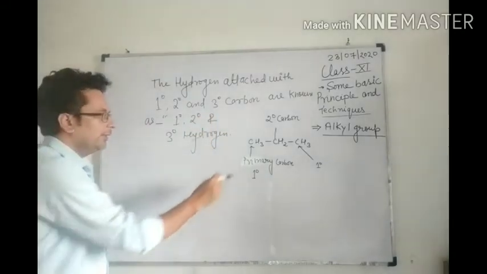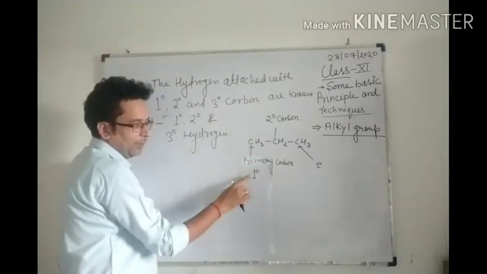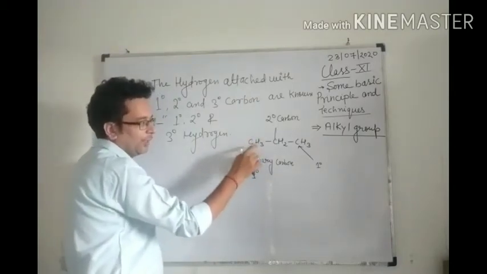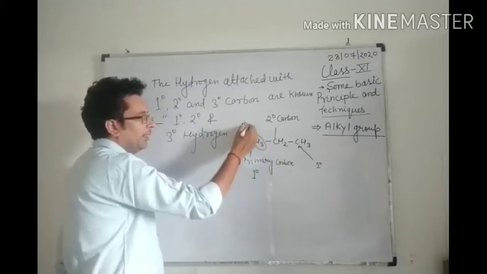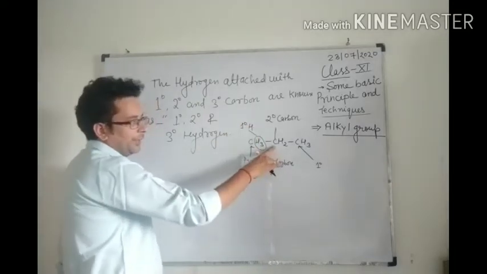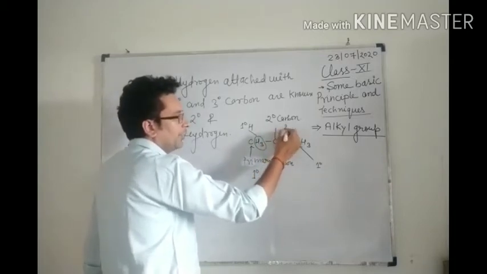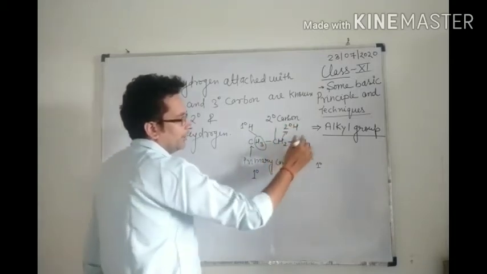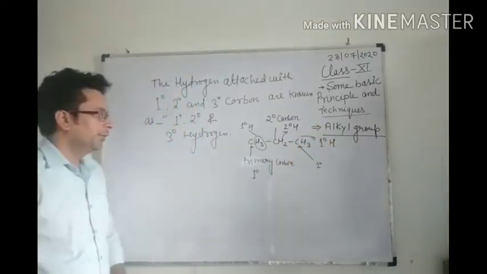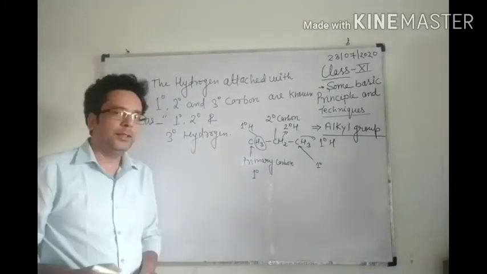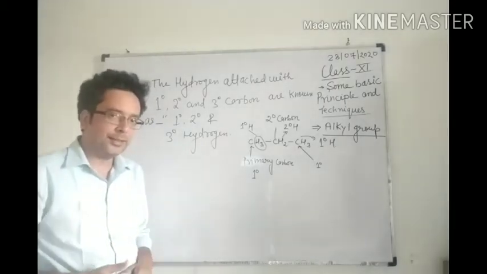Simply, this is the primary carbon, so primary carbon is 1 degree carbon. This hydrogen is known as 1 degree hydrogen. This is the 2 degree carbon, so this hydrogen is known as 2 degree hydrogen. And this one is also 1 degree hydrogen. So these are all about the different types of carbon and hydrogen atom in organic compounds.